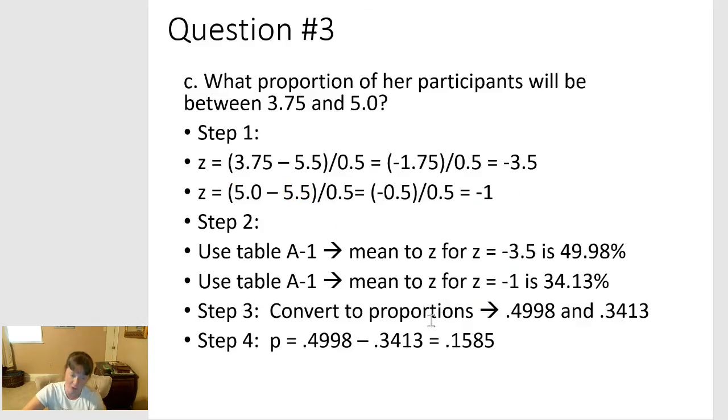But then I ask you a more difficult question. I say, what proportion of our participants will be between 3.75 and 5.0? My first step is to turn them into z-scores, which I do. 3.75 minus 5.5 to get negative 1.75. Then I divide that by 0.5 to get negative 3.5. Again, showing each and every single mathematical step. Then for the second person, 5.0 minus 5.5 divided by 0.5. So I get negative 0.5 divided by 0.5, because I'm showing each and every single mathematical step, to get a z-score of negative 1. And so let's draw that picture on a normal distribution.